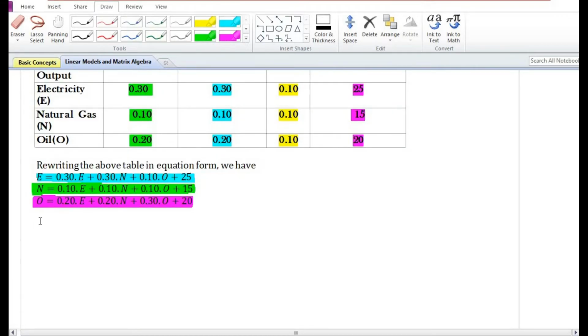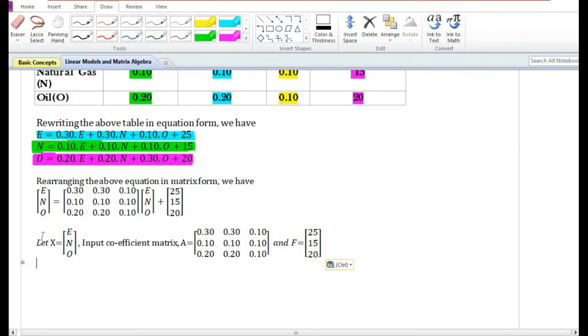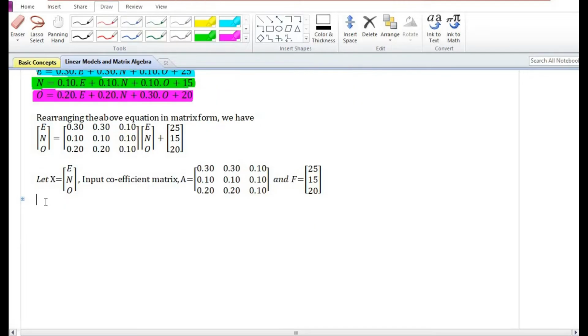Rewriting the above set of equations in matrix form, let us name the output variable by X, the input coefficient matrix by A, and the final demand vector by F. Now rewriting the above in notational form, we have X is equal to A times X plus F. Now let us transfer the first term in the right hand side, that is AX, to the left hand side. In doing so, we have X minus AX equal F.